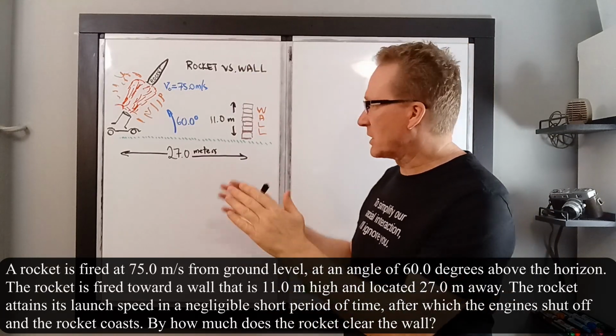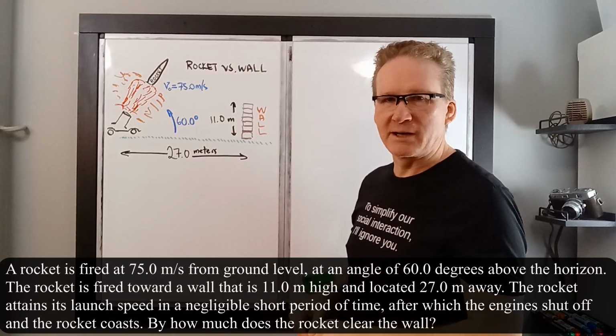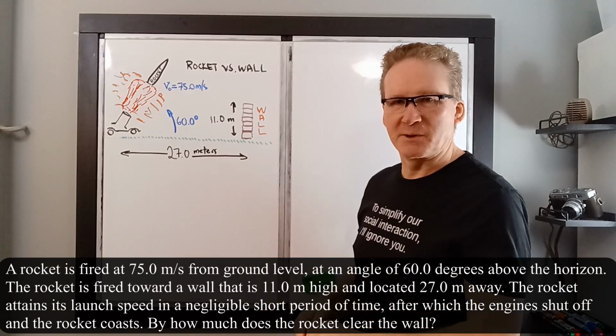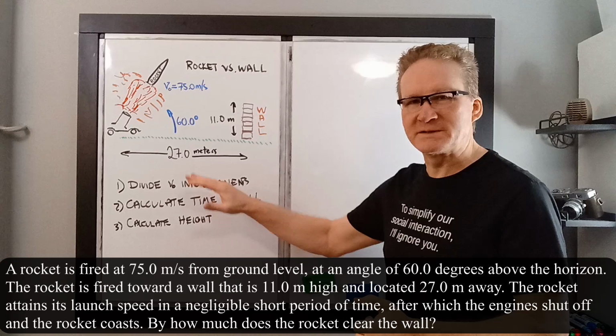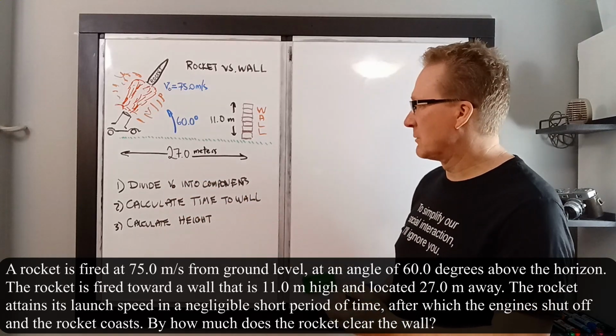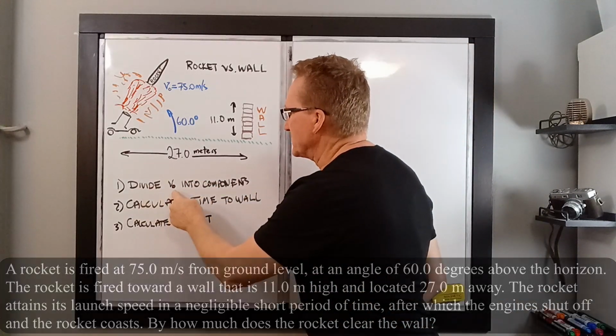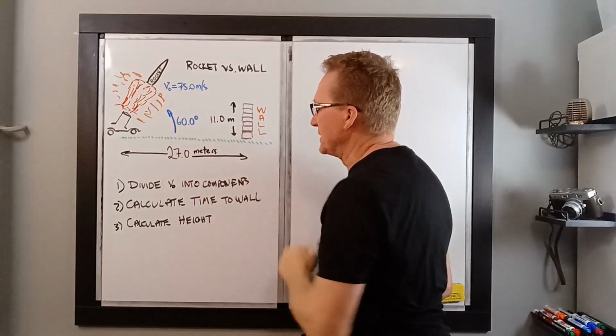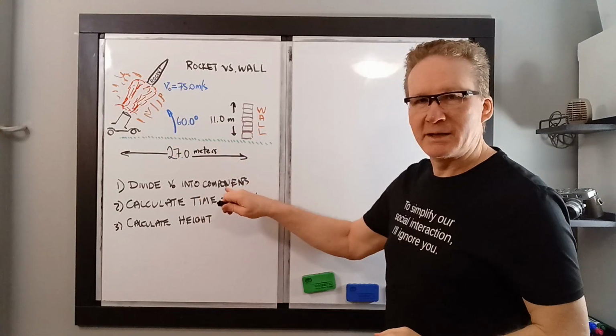To do this question, we're going to divide this into pieces. We're going to do one little piece at a time. I'm going to write the pieces up here and then we'll follow along with them as we go. Here I've written out the three pieces we're going to do with this problem. The first step is to divide the velocity. We're given the velocity in this direction at 60 degrees to the horizon, and we're going to divide it into components.